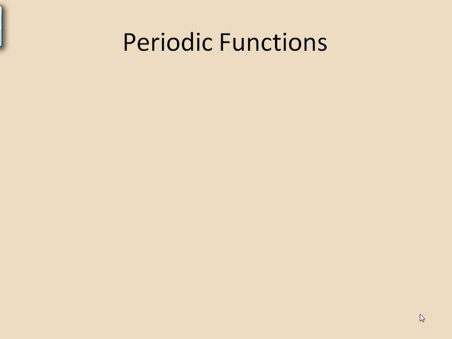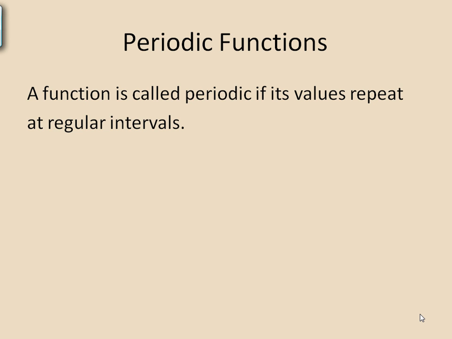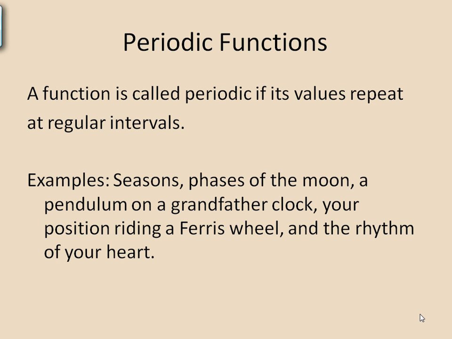So what is a periodic function? A function is called periodic if its values repeat at regular intervals. So what's going to happen is we're going to notice a pattern that repeats at certain specific regular intervals. Some examples that come up naturally of periodic functions are seasons, phases of the moon, a pendulum on a grandfather clock, your position riding a Ferris wheel when the speed is constant, and the rhythm of your heart.